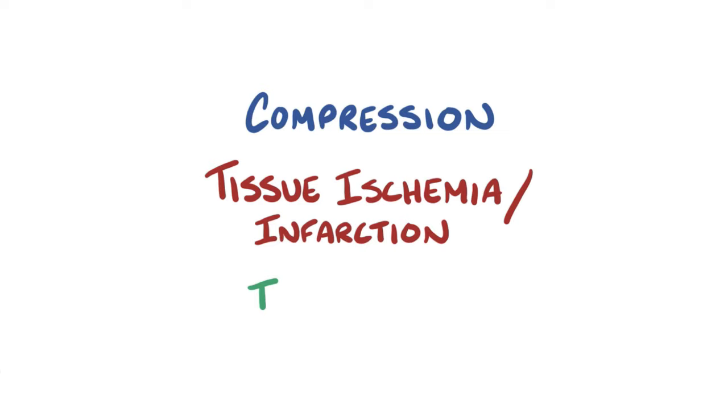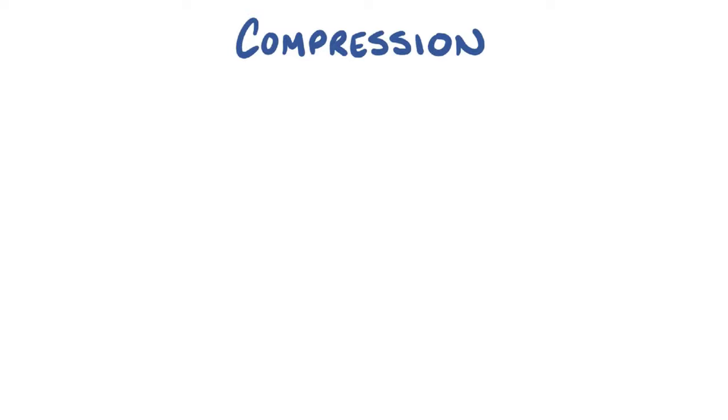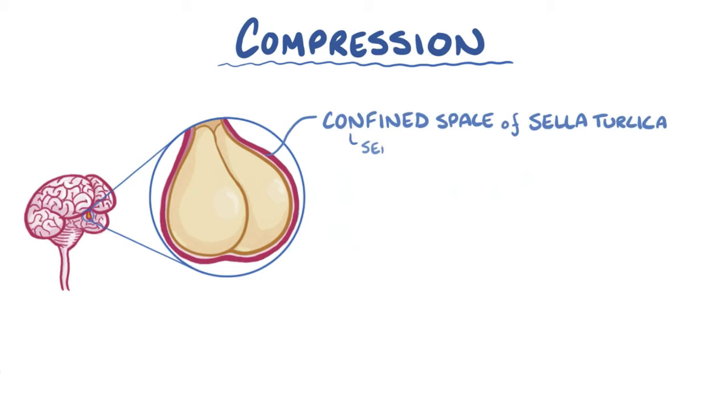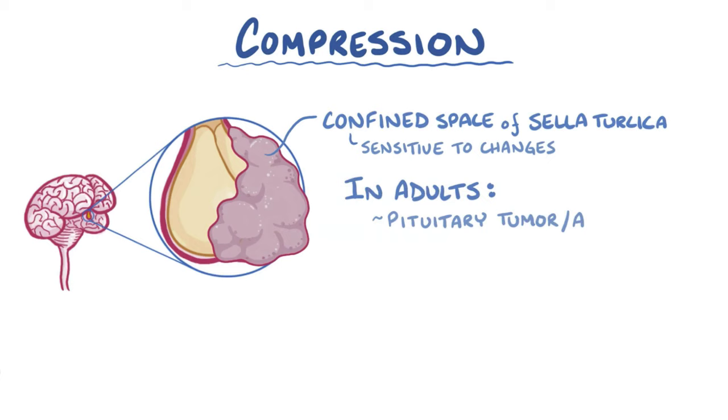Hypopituitarism can be the result of compression, tissue ischemia or infarction, or iatrogenic or medically induced injuries. Let's start with compression. Since the pituitary exists within the super confined space of the sella turcica, it's super sensitive to changes in that space. Even the slightest amount of compression can interfere with the pituitary's hormone production. In adults, the most common cause of compression is a pituitary tumor, or adenoma, and in children, the tumor is usually a craniopharyngioma.